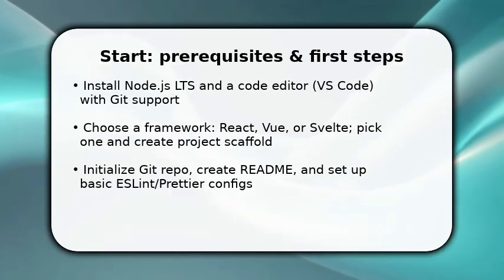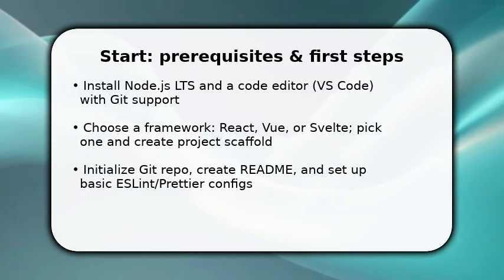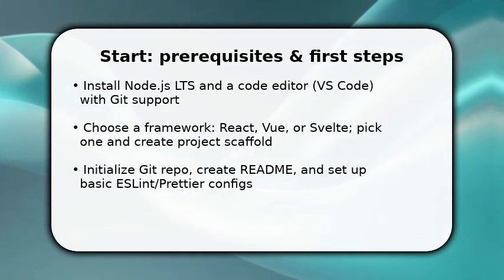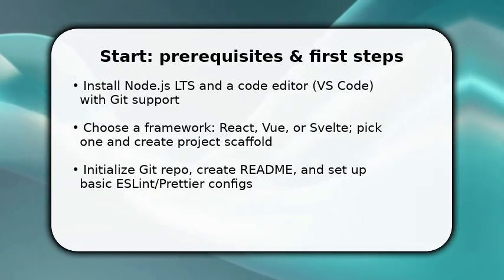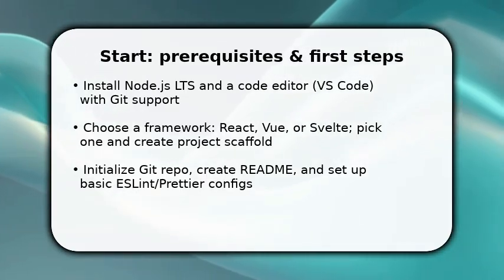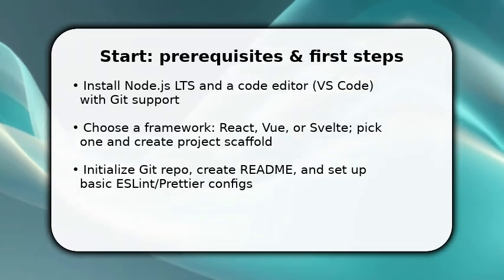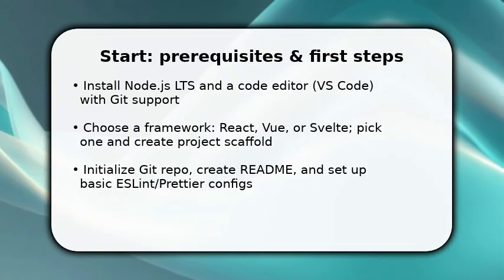You have tools ready. Now begin. Install Node.js and open your editor, then scaffold a project with your chosen framework so code structure exists. Once done, initialize a Git repository and commit the initial scaffold. This preserves progress and enables rollbacks.